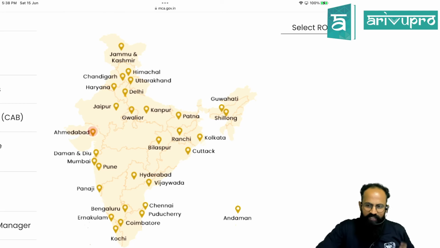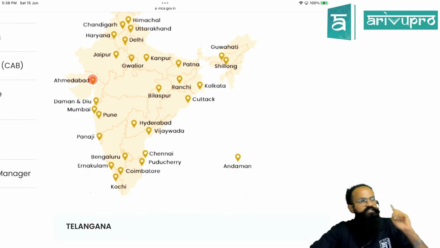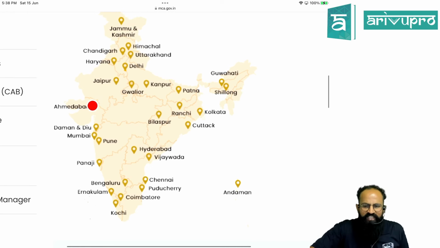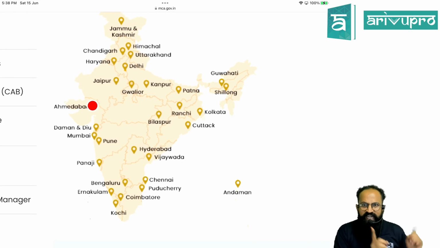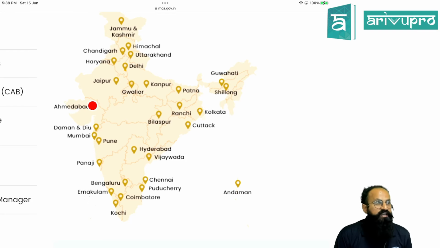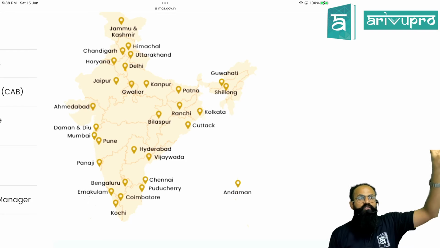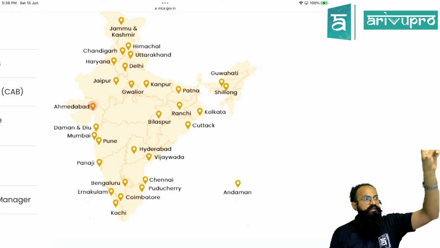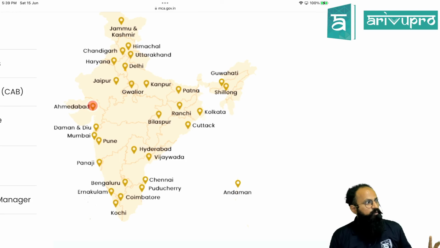Is it clear? Pakka na? Every state has one ROC, except two states. In two states there are two ROCs: Tamil Nadu and Maharashtra. In Tamil Nadu we have two ROCs, one in Chennai and one in Coimbatore. In Maharashtra, one is in Mumbai and one is in Pune.